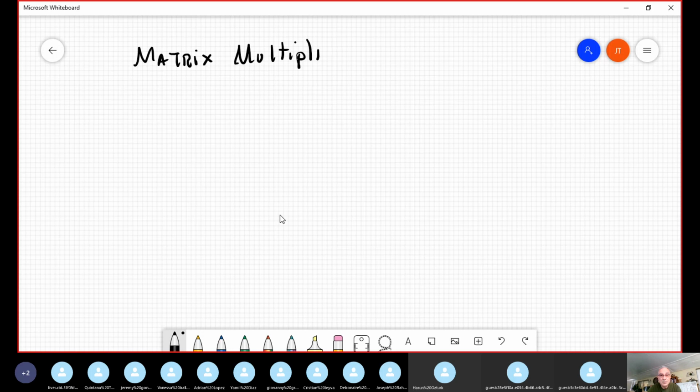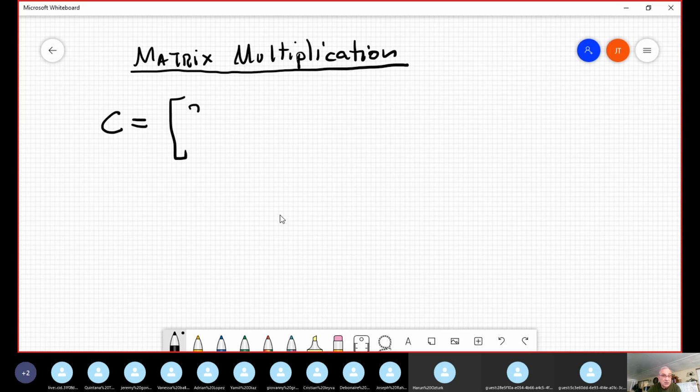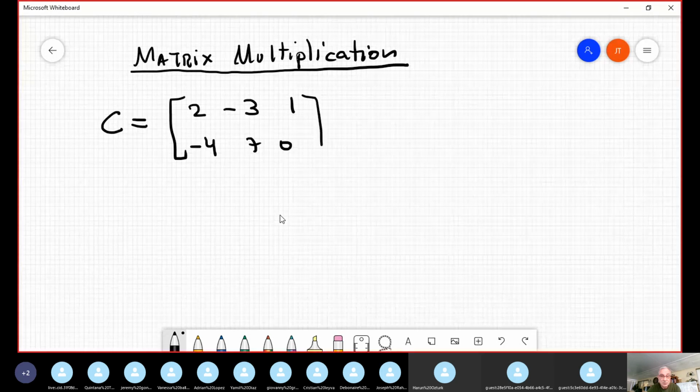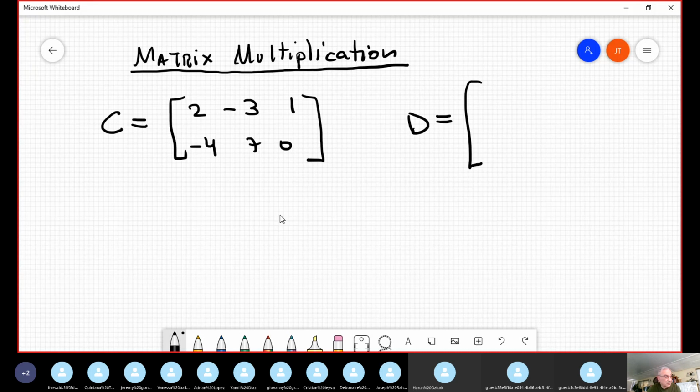Multiplication. In this case, we multiply 2 matrices. No scalar anymore. Suppose I call C the matrix [2, -3, 1; -4, 7, 0], and the matrix D, the matrix formed by [-1, -6; 10, 5; 8, -2].